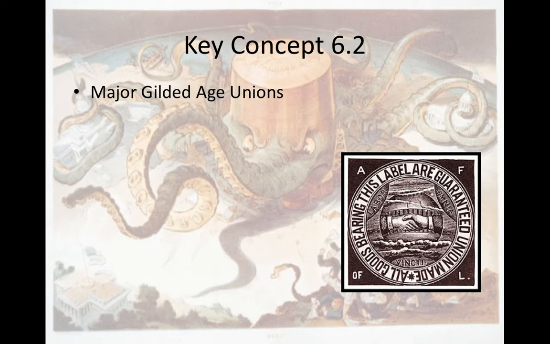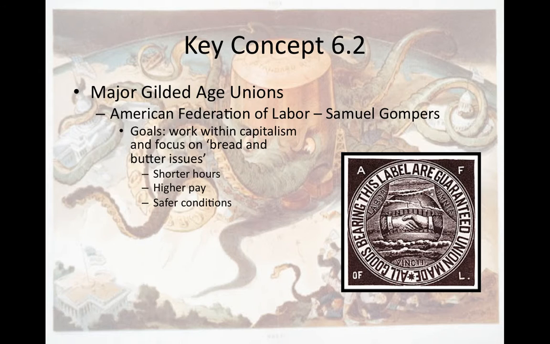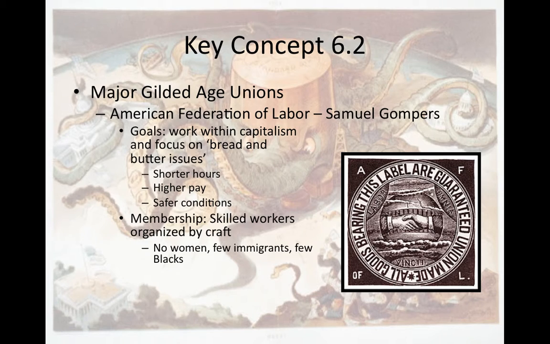Now, a more conservative union was the American Federation of Labor, headed by Samuel Gompers. Their goals were similar to that of the Knights of Labor, but they wanted to work within the confines of capitalism and focus on bread and butter issues: shorter hours, higher pay, safer conditions. Okay, their membership included skilled workers organized by crafts. So if I was a textile worker, I would be in a sort of mini union under the head of the AFL that included textile workers.